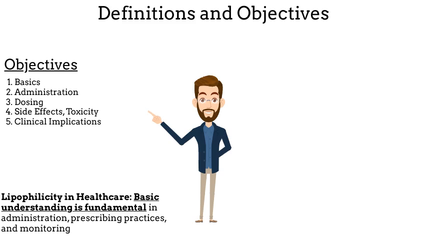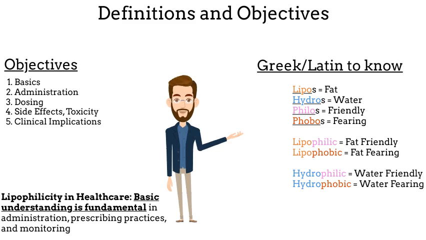Let's also review some of the Greek and Latin terminology. This you should know. Lipo is fat, hydro is water, philo is friendly, phobo is fearing. When we use a combination of these words, we get more characteristics of some of the molecules we'll be talking about. Lipophilic is fat-friendly. Lipophobic is fat-fearing. Hydrophilic is water-friendly. And hydrophobic is water-fearing. Having a good understanding of these will help make the rest of the notes make a lot more sense.